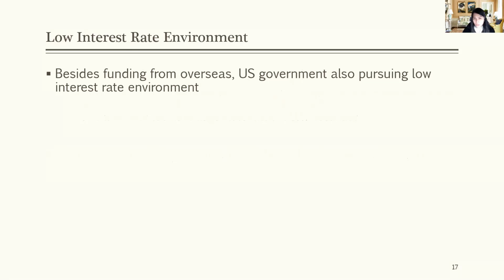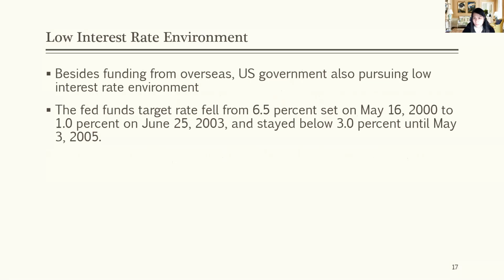So besides the liquidity from overseas, the US government also was keeping interest rate very low. So the history of that was because after the dot-com bubble in 2001, the US central bank was trying to stimulate their economy, right? And as a result, they cut the interest rates to make sure that people can spend and invest and boost their economy.